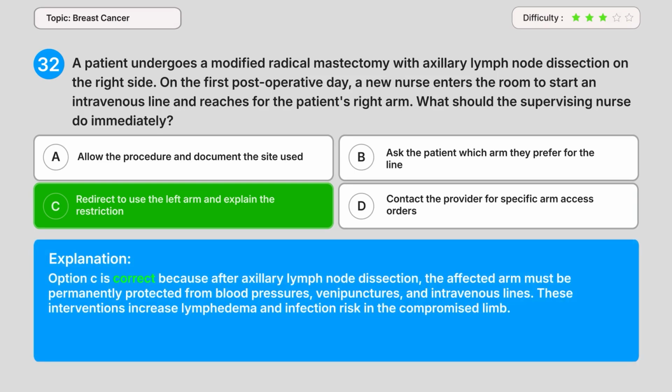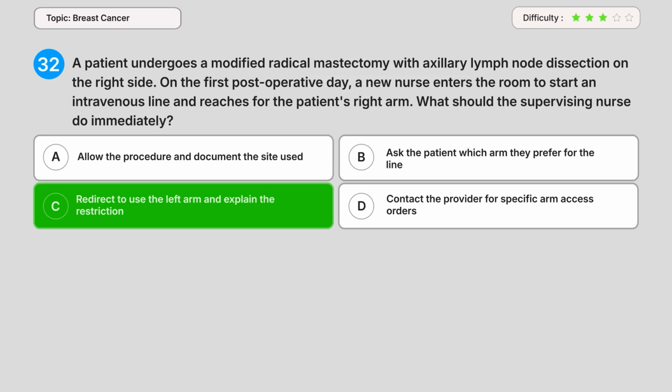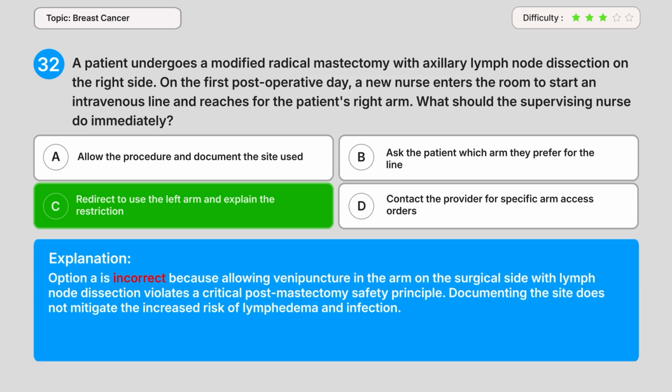Explanation. Option C is correct because after axillary lymph node dissection, the affected arm must be permanently protected from blood pressures, venipunctures, and intravenous lines. These interventions increase lymphedema and infection risk in the compromised limb. Option A is incorrect because allowing venipuncture in the arm on the surgical side with lymph node dissection violates a critical post-mastectomy safety principle. Documenting the site does not mitigate the increased risk of lymphedema and infection.